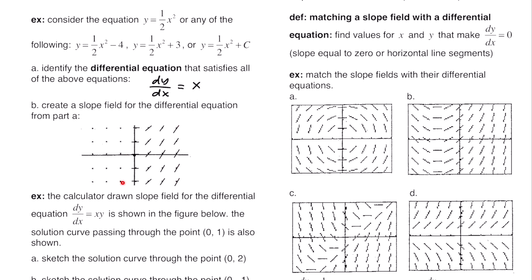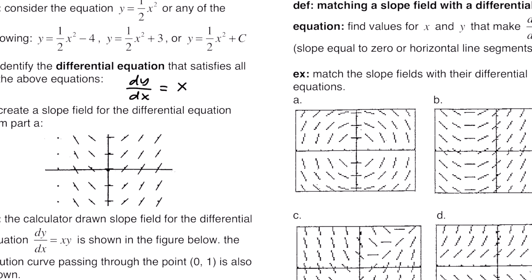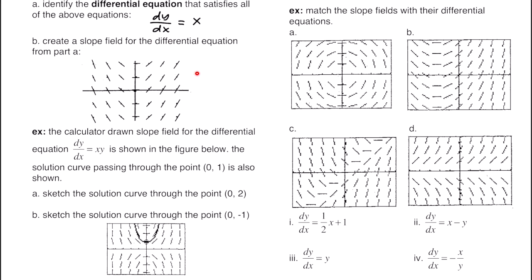Over here, all of these points have an x coordinate of -1, so we'll do a line segment of slope -1. These have x coordinates of -2, so we'll do line segments of slope -2. And then finally, these are going to be slope -3. And it's okay if they're not exactly perfect, as long as you get the general idea. So here's our slope field for the differential equation dy/dx equals x.